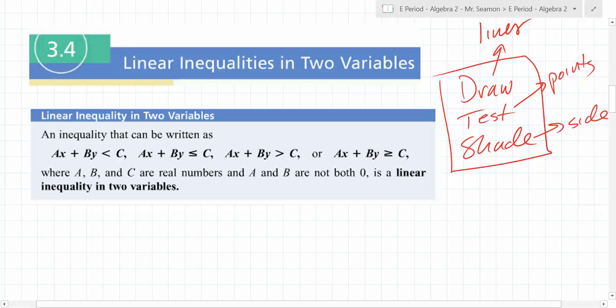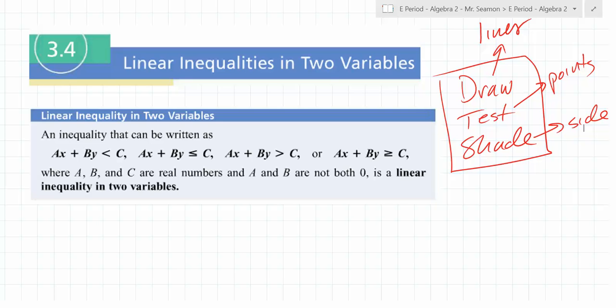The linear inequalities we're going to look at all look like ax plus by is less than c, ax plus by is less than or equal to c, or ax plus by is greater than c, or ax plus by is greater than or equal to c. We're specifically looking at linear inequalities in two variables. The idea here is you're going to graph a line. The line is going to be solid or dotted. When do you think it's going to be solid, and when do you think it's going to be dotted?